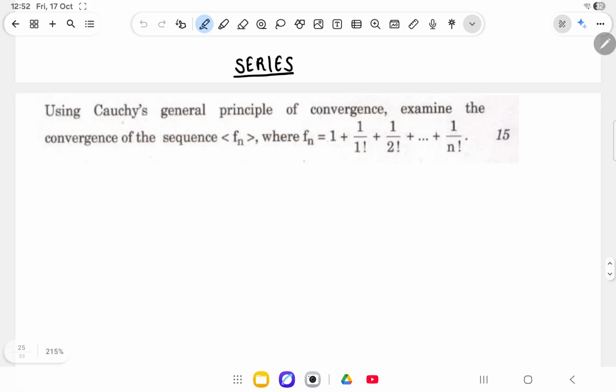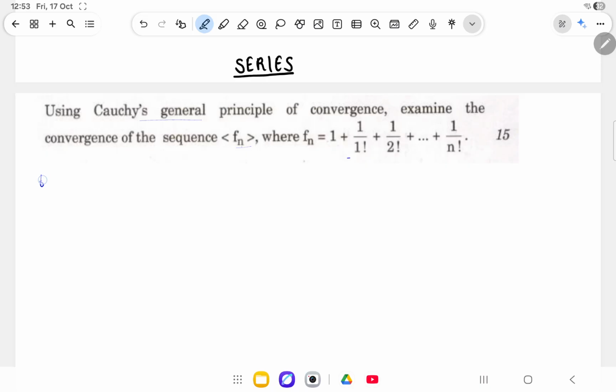So question 1 says: using Cauchy general principle of convergence, examine the convergence of this sequence Fn, where Fn is defined as this. In the question itself they have specified that we are supposed to use Cauchy general principle to check if it is convergent or not. So first let's see what is Cauchy's general principle of convergence.